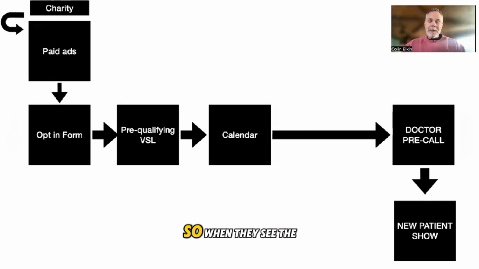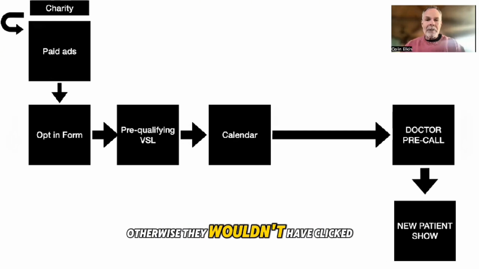Well, what that is, so when they see the ad, they opt in, they give you their information. Before booking them on the calendar, they actually get a text message or they're directed to a landing page where there is this video sales letter of the doctor. And it's the doctor pre-qualifying the patient, saying to them, in essence, obviously that person has a problem. So it's a call out to that person. That person has a problem, otherwise they wouldn't have clicked on the ad.